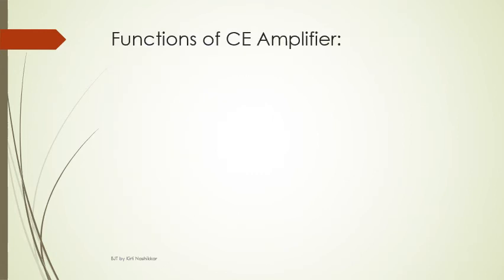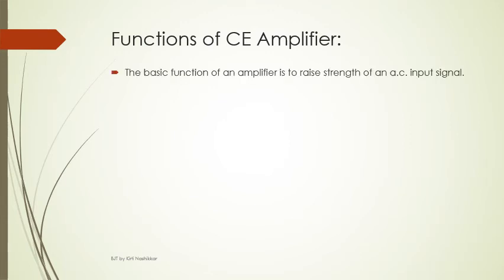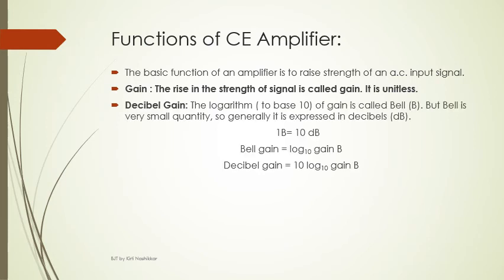Now let us see the functions of the CE amplifier. As we know, whenever we are discussing current gains, that is nothing but amplification, which is the process of increasing the strength of your AC input signal, and gain is nothing but the rise in the strength of the signal, and it is unitless. But if you have to express it in decibels, then there is one formula which is given here. Decibel gain equals 10 log base 10 of gain.